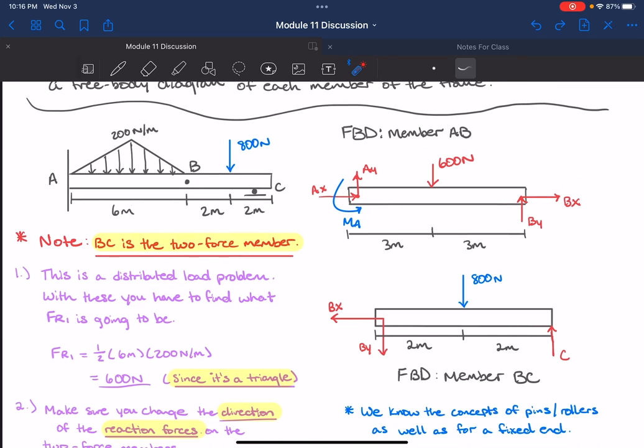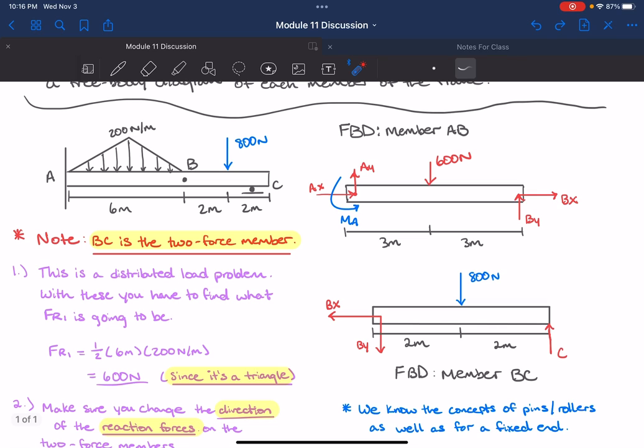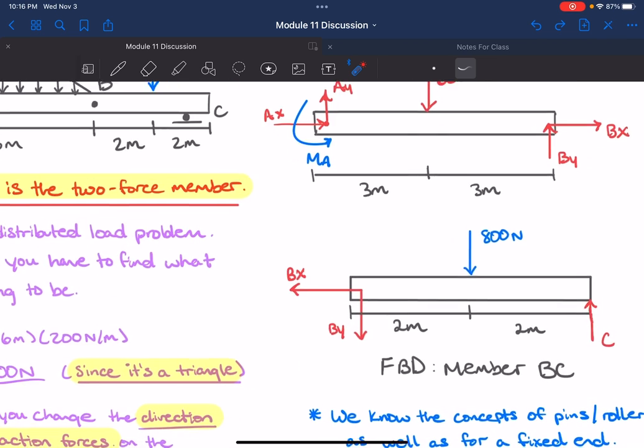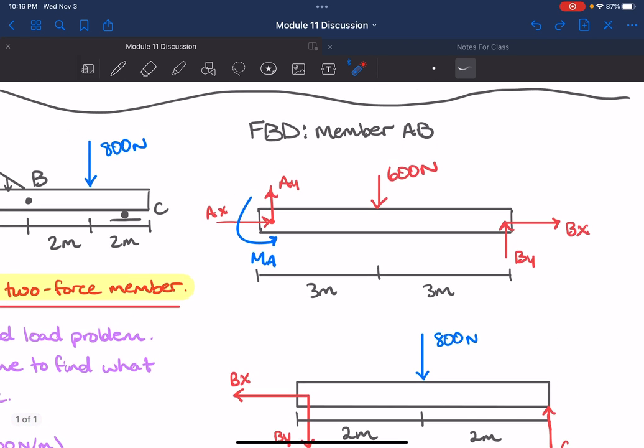That is basically what the question is asking us to do, just to draw the free body diagrams. But if this was a regular problem and it asked us to find the reaction force values, you can use member BC here to find your C, your BX, and BY, because there are only three unknowns in here. If you try to solve for values in member AB, you have 1, 2, 3, 4, and 5 unknowns. That is way too many to be able to solve for anything.